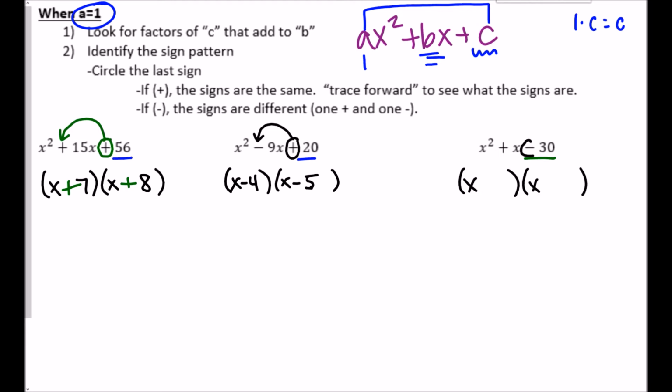So I've got a negative sign. This means my signs are different. One is going to be positive, one is going to be negative. So factors of 30 that add up to be 1, I'm going to say positive 6, negative 5.